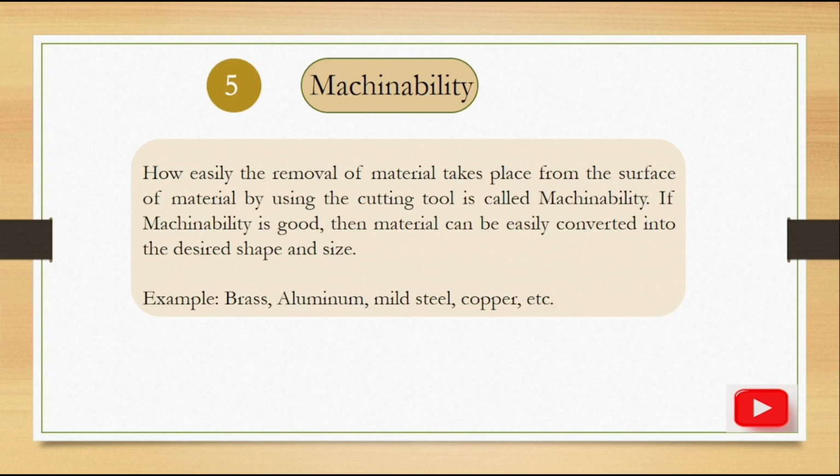Fifth one is the machinability. How easily the removal of material takes place from the surface of the material by using some cutting tool is called machinability. If machinability is good, then the material can be easily converted into the desired shape and size. For example, brass, aluminium, mild steel, and copper have good machinable property.